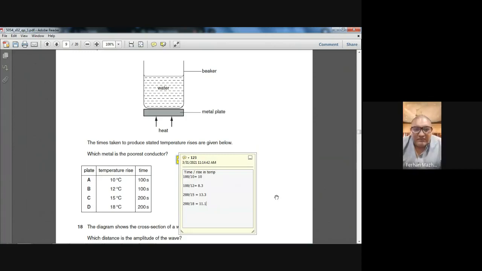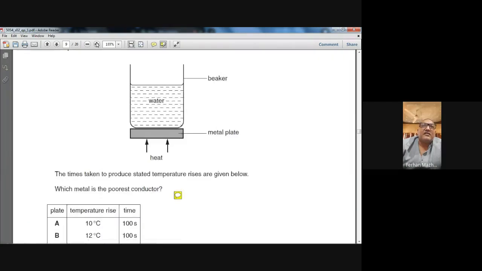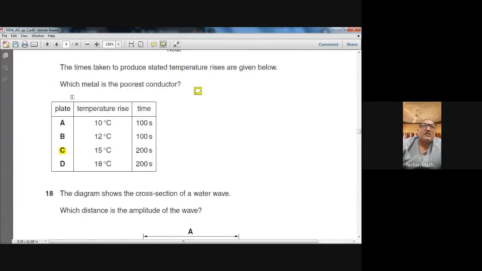So we have just calculated the time required to raise the temperature through 1 degree centigrade. The first one took 10 seconds to raise 1 degree centigrade, the second one 8.3, then 13.3. So C took the longest time to raise through 1 degree centigrade. So C is the poorest conductor. So I think C is the choice. The choice is C.